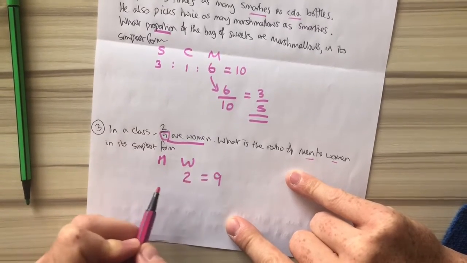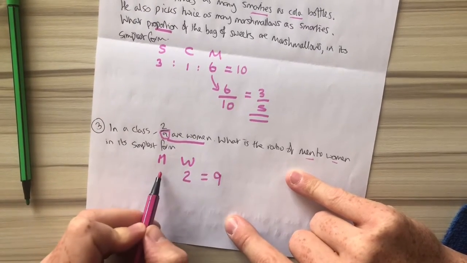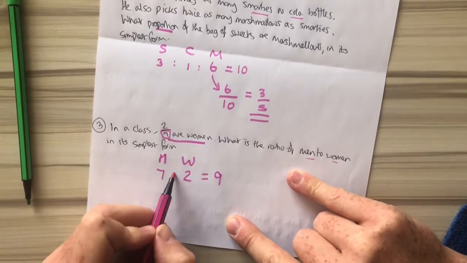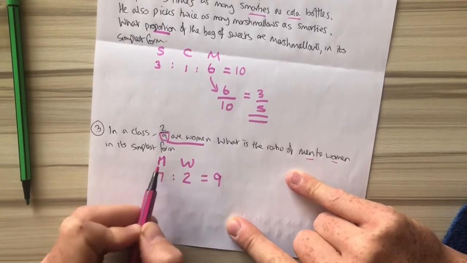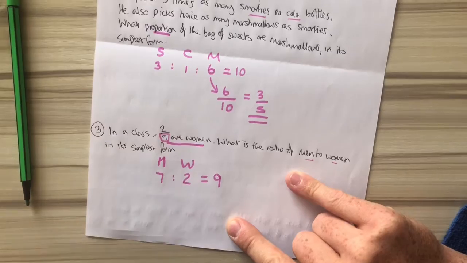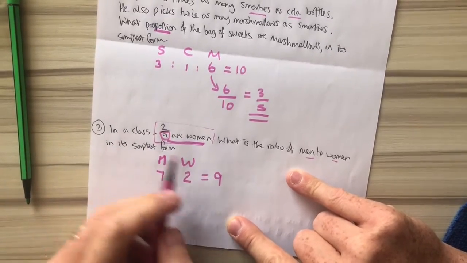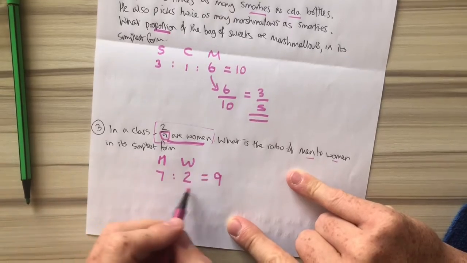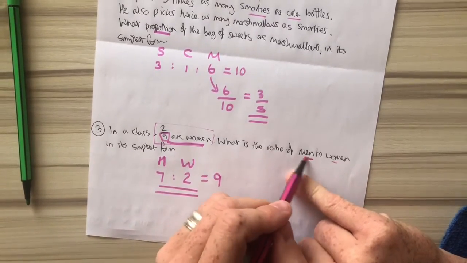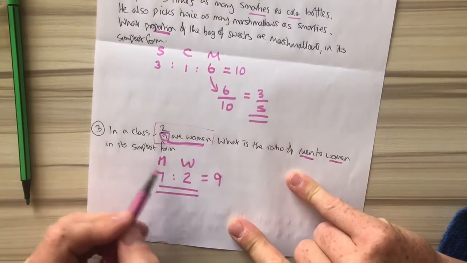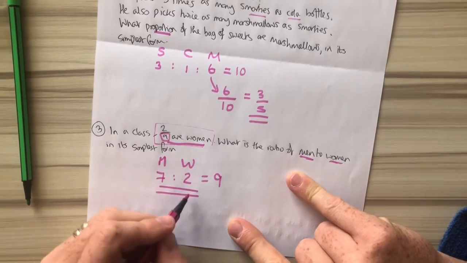2 of them are women. So to make that a total of 9, what does this have to be? Well, that'll be 7. 7 ninths would be men and 2 ninths would be women, which works out because that's what's given in the question. So what's the ratio of men to women in its simplest form? Make sure you get it in the right order. Men first, then women second, 7:2. So the answer will be 7:2.